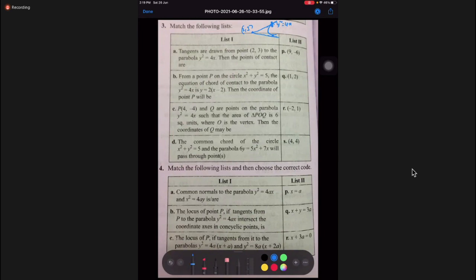So we have two relations: a t1 t2 is equal to 2 and a into t1 plus t2 is equal to 2. Okay, you are telling about this, right? No, sir, like the point of contact, sir. The point 2 comma 3 is a t1 t2 comma a into t1 plus t2.